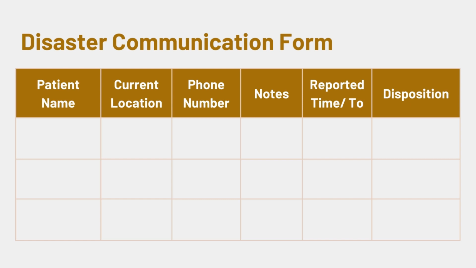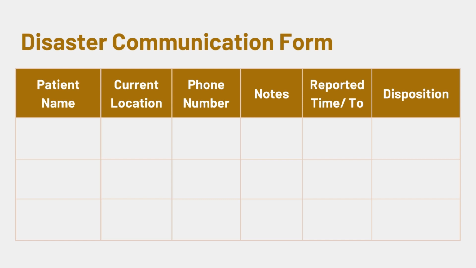It captures the name of the patient, providing a clear identifier of each individual. Current location. Here, we record the patient's current whereabouts during the emergency. Phone number. This field is vital for maintaining contact with the patient or their caregiver during the crisis. Notes. Any essential notes or specific information about the patient's condition or needs can be recorded in this section.